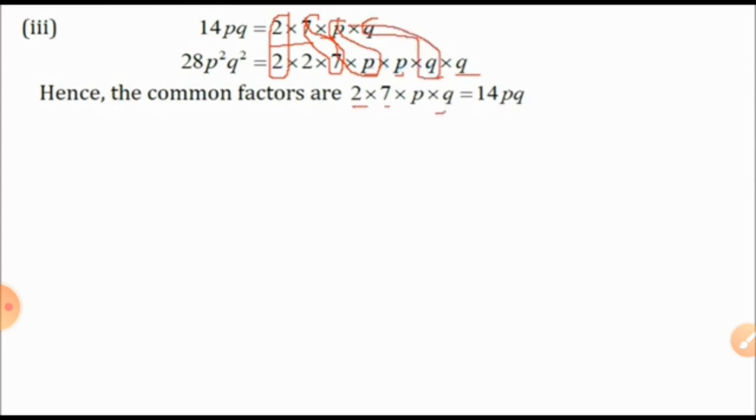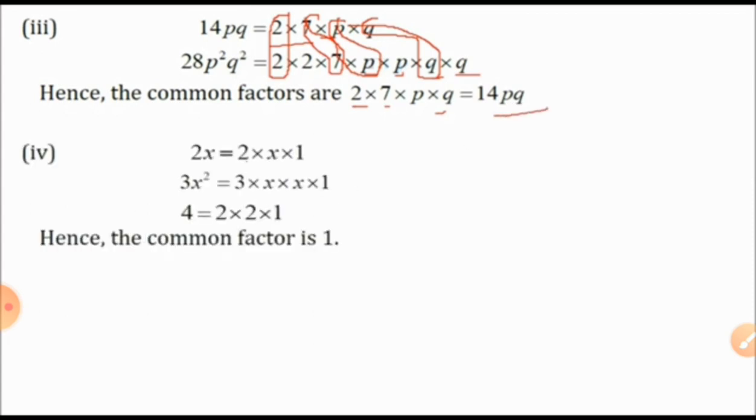So the final factor is 14pq. Regarding the fourth one, 2x is equal to 2 into x into 1. 3x square means 3 into x into 1. Okay. Sometimes you have to write the 1 also, because 1 is the common factor for each one.